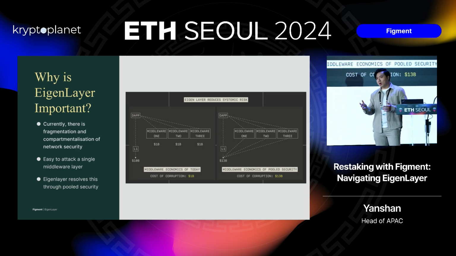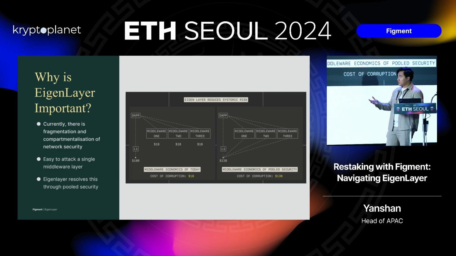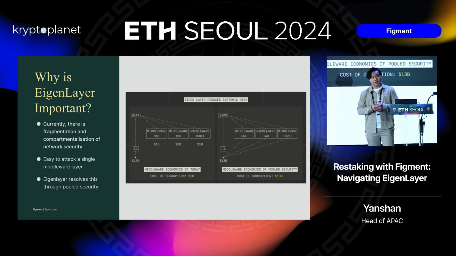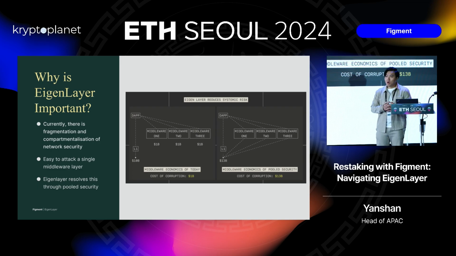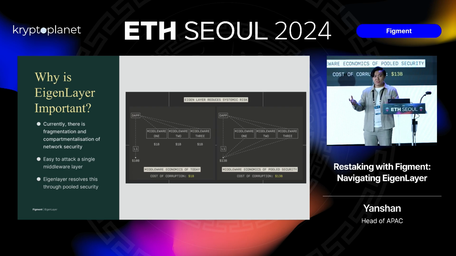Right? Another reason why EigenLayer is important is that if you look at the current L2s, the new protocols that are being built, there is compartmentalization and fragmentation of network security. Right? You look at the new networks. Let's say you're trying to build a middleware AVS or protocol, you'd have to go out there, find your validators, and if you end up having a small centralized validator network, it's very easy for a hacker to come in and compromise your entire network security.